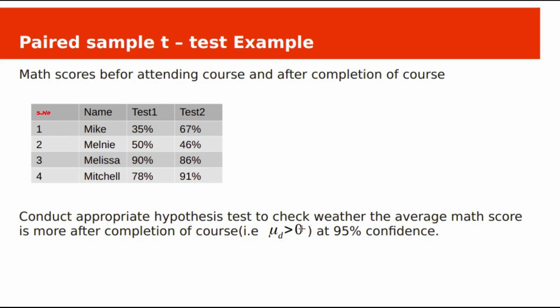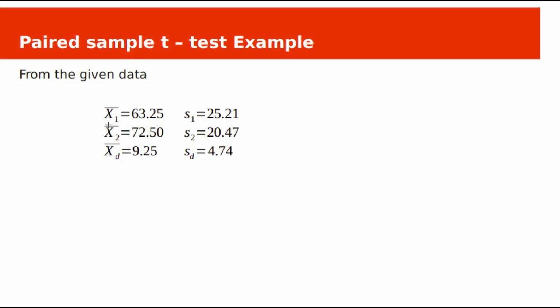Let us see one example problem. This test 1 scores are the math scores before completion of the course. Test 2 scores are the math scores which are taken after completion of the math course. Conduct an appropriate hypothesis test to check whether the average math score is more after completion of the course, means μd greater than 0 at 95% confidence level. These are the values of mean and standard deviations for two samples. Sample mean difference between pairs x̄d is 9.25. Standard deviation of differences sd is 4.74.